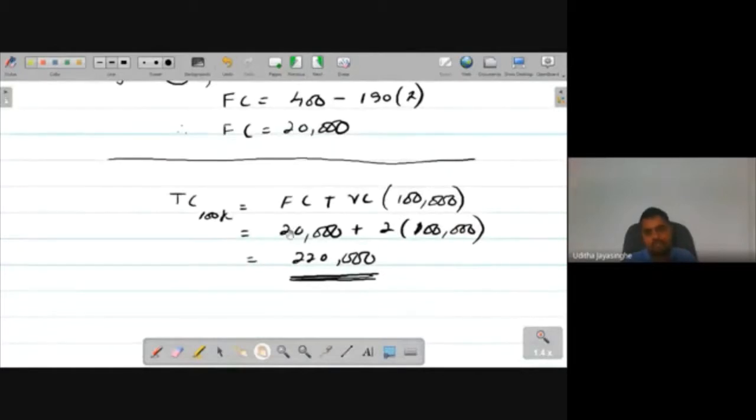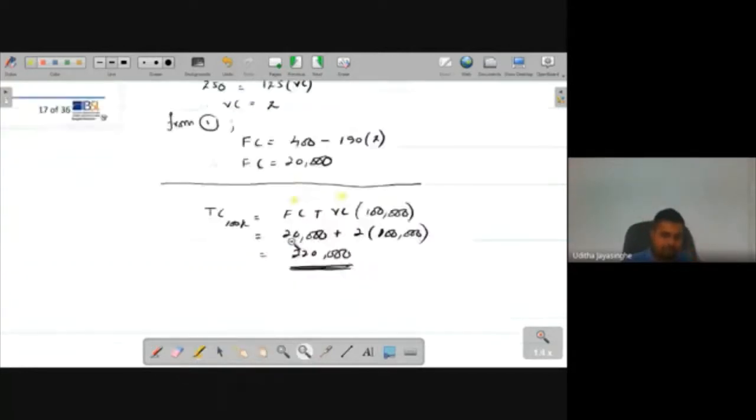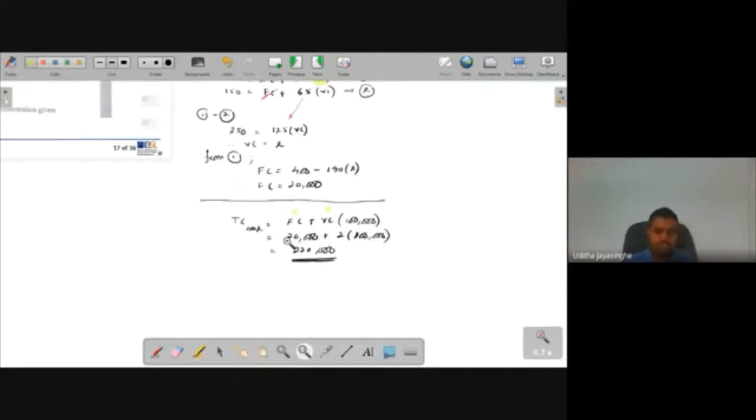So the total cost at 100,000 units is going to be again fixed cost plus variable cost per unit into the number of units, which is 100,000. So simply this is going to be, now I have calculated the fixed cost already, and VC I know it is 2 per unit, multiplied by 100,000. Your answer is going to be 220,000. Answer C.